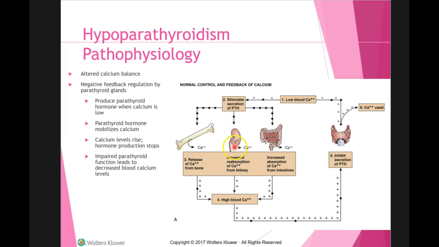Parathyroid hormone tells the kidney to increase reabsorption of calcium, and this circulates it back into the blood. And then it also tells the intestine to increase absorption of calcium there. This leads to increased levels of blood calcium, which inhibits the further secretion of parathyroid hormone. So this is what we mean when we say a negative feedback system. The absence of something leads to the stimulation to produce it.